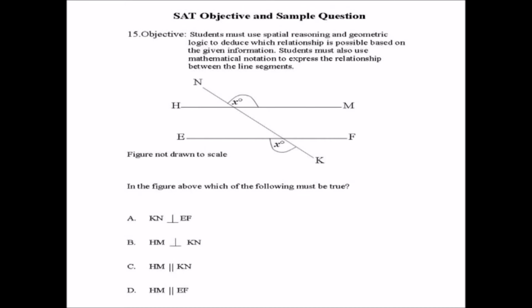Number 15, and the figure is not drawn to scale, but in the figure above, which of the following must be true? And you have A, B, C, or D. So look at that figure and see which one of those would be correct based on what is given in the diagram, in the figure. This is really an easy problem, so you should be able to understand and work it.